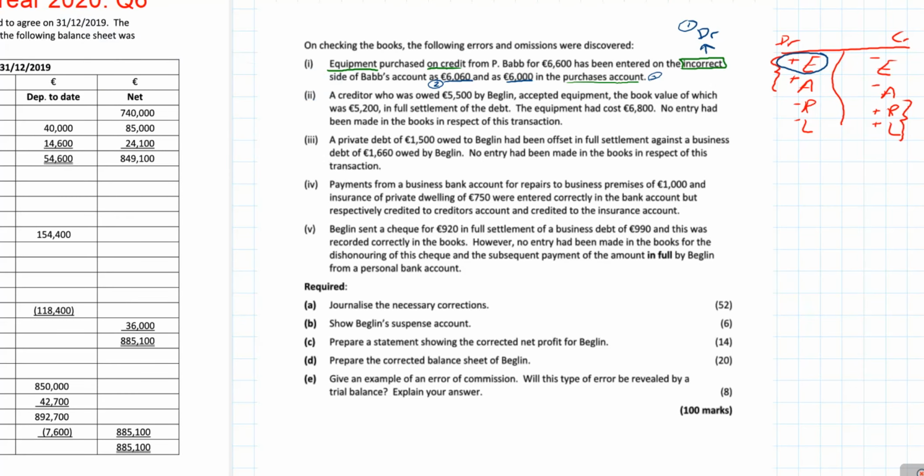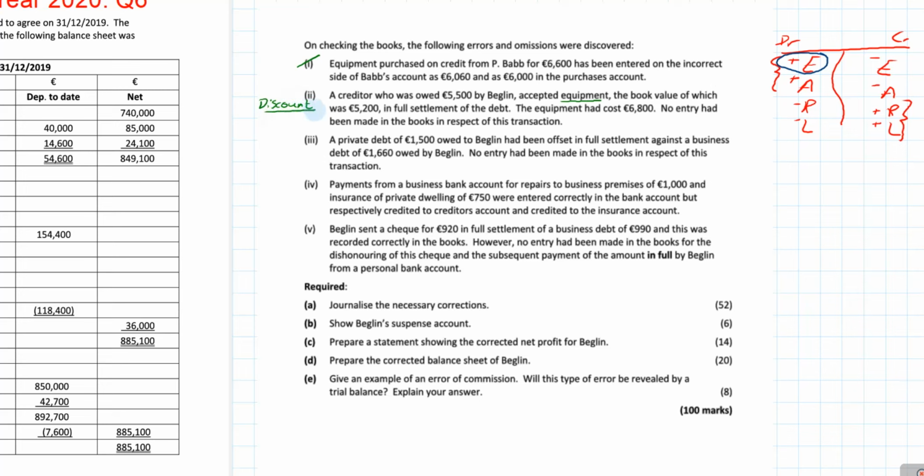Now, looking at part 2. So I'll just clear what we have here. So for question 2, a creditor who was owed 5,500 by Beglin accepted equipment, so we're dealing with equipment again, the book value of which was 5,200 in full settlement of the debt. So we owe 5,500, they accept 5,200, so that means that there must be discount there. So we know there'll be a discount.